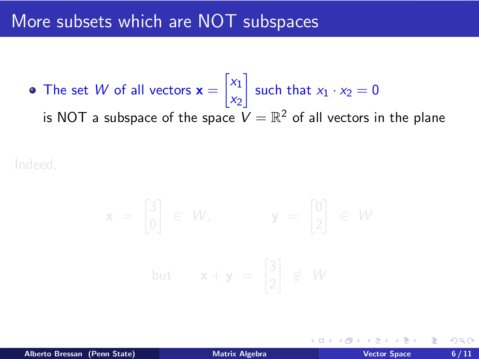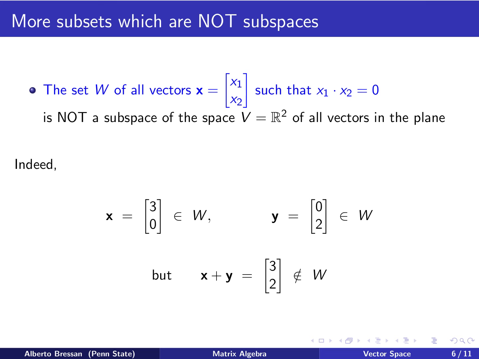One more example of not a subspace. So let's look at the set of all vectors with the property that x1 times x2 is 0. And we show that this is not a subspace of all vectors in R2. Indeed, we can find two elements. One we call x, which is (3, 0). And then the second element y, which is (0, 2). So for (3, 0), 3 times 0 is 0, so this is in W. And for y, 0 times 2 is 0, so this is also in W.